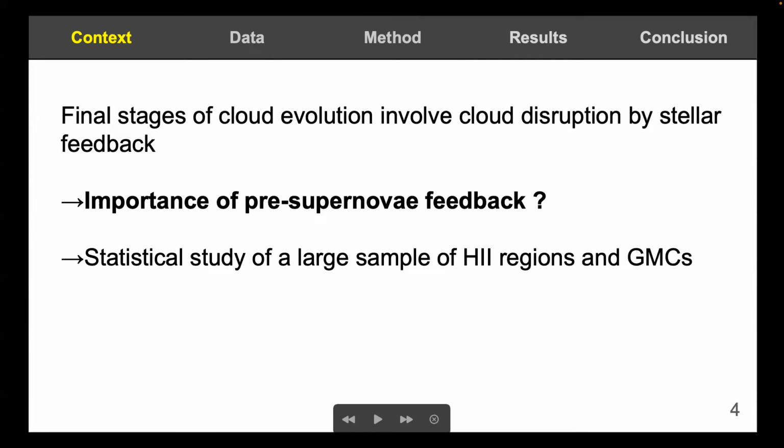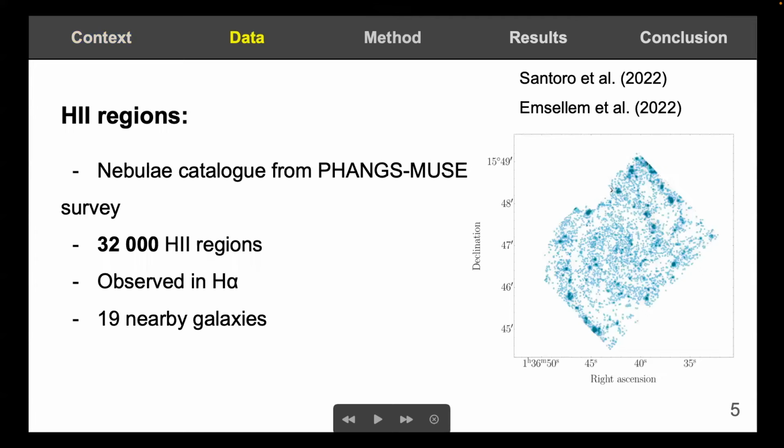So with this study, we try to retrieve imprints or empirical evidence of early stellar feedback by doing a statistical study of a large sample of H II regions and giant molecular clouds. By a large sample, I mean that we use a catalog of around 32,000 H II regions from 19 nearby galaxies, which was produced using the PHANGS-MUSE survey of nearby galaxies in H alpha. On the right figure, you can see an emission line map of NGC 628 with the H II region mask we used overlaid in blue.